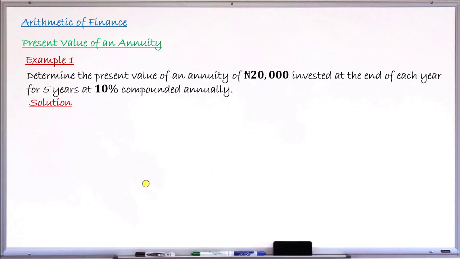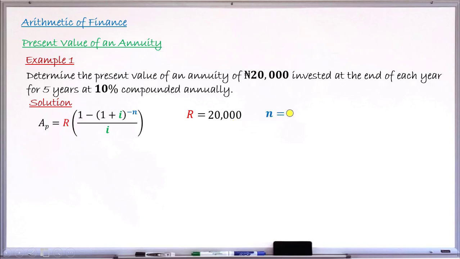So let's just move on. For the solution to this problem, what we do first is to write down the formula for the present value of an annuity. AP equals R multiplied by the bracket. Inside the bracket, you have 1 minus bracket open, 1 plus I raised to the power of minus n, all over I. This is the formula for finding the present value of an annuity. So what we now do is find R, I, and N. R is the size of the regular payment, which in this case is 20,000. So this is 20,000, my R.